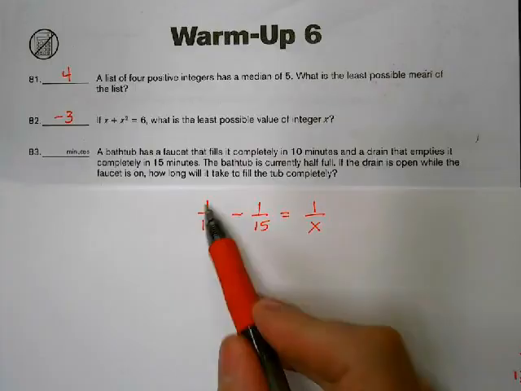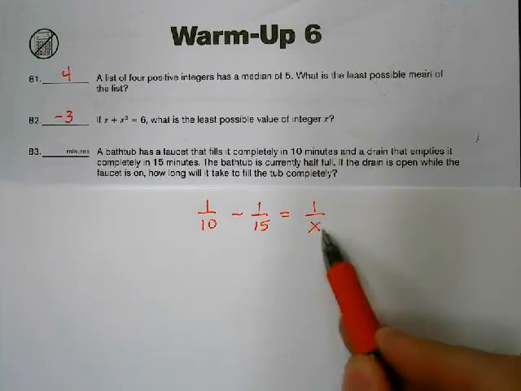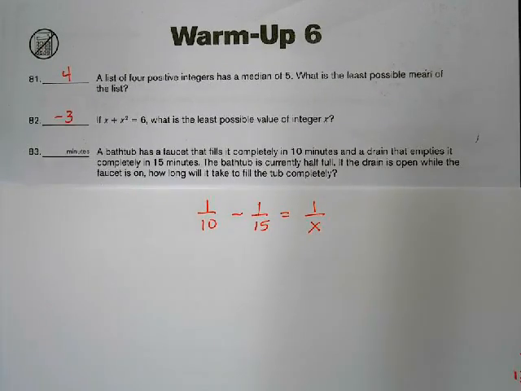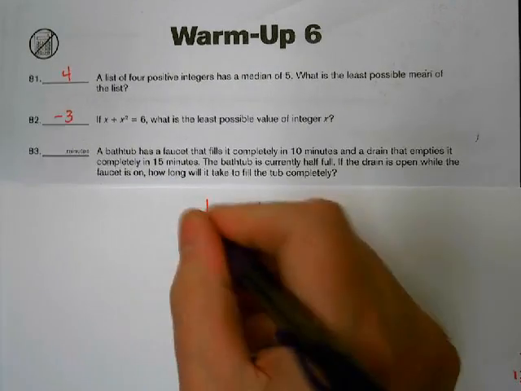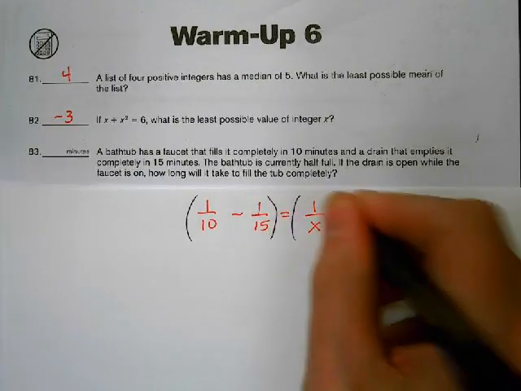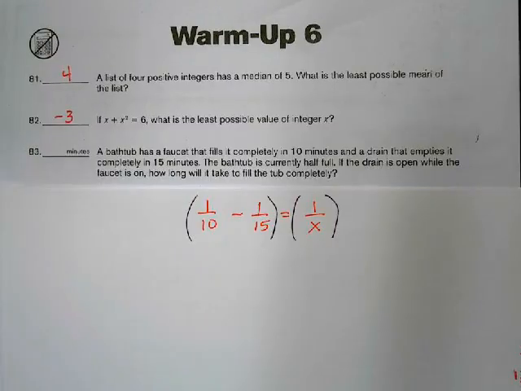So in 1 minute of time, how much of the job will it do? And now we can just multiply by the LCM. What number goes into 10, 15, and x? Well, the smallest number that goes into all those would be 30x.